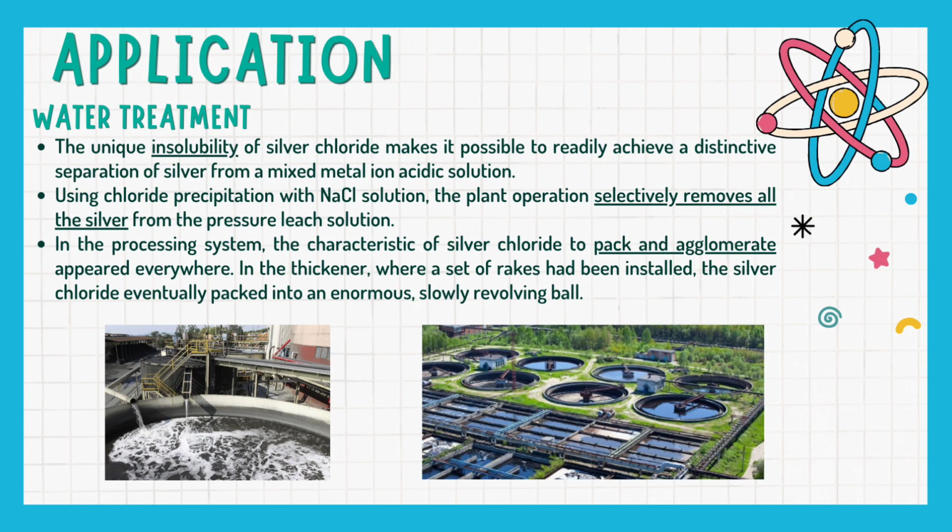An example of an application that involves the precipitation process is water treatment. The insolubility of silver chloride makes it possible to readily achieve a distinctive separation of silver from a mixed metal ion acidic solution. Using chloride precipitation with sodium chloride solution, the plant operation selectively removes all the silver from a pressure leach solution. In the processing system, the characteristic of silver chloride to pack and agglomerate appears everywhere. In the thickener, where a set of rakes had been installed, the silver chloride eventually packed into an enormous, slowly revolving ball.